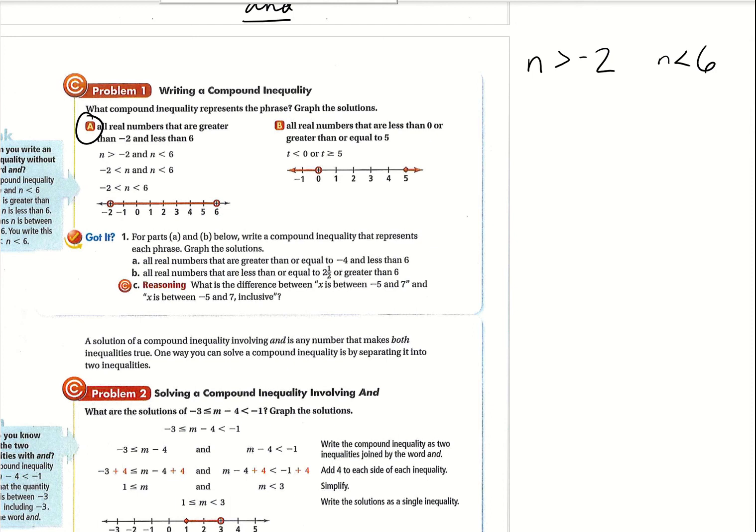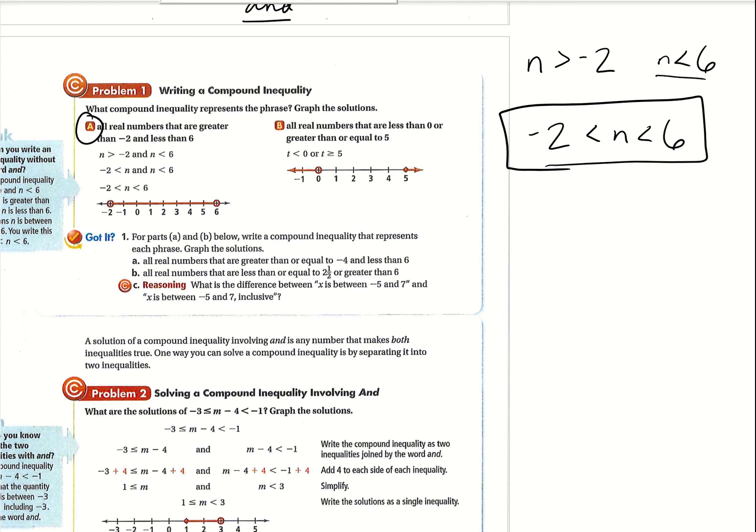What I like to do is write the lower number first, that way I can go in order from least to greatest. Since we know this one is going to be an and, you can do -2 is less than n, and then over here n is less than 6. So this would be your full inequality.